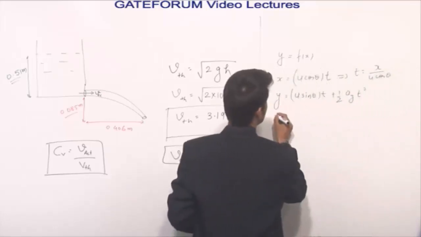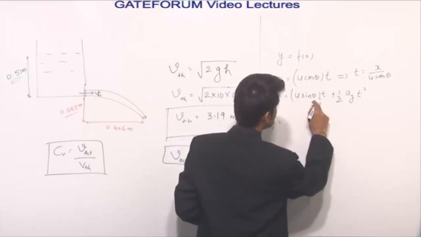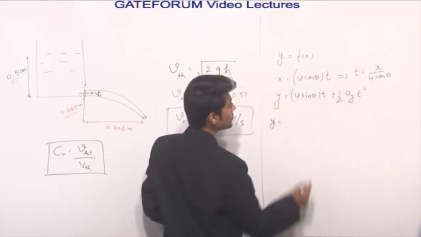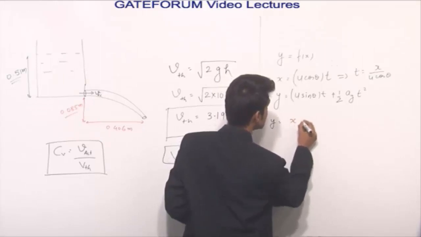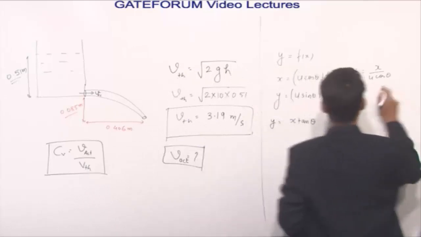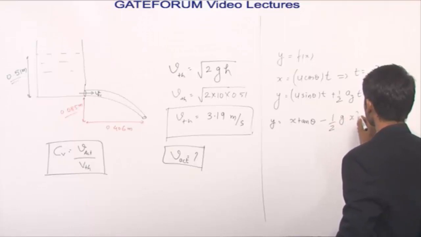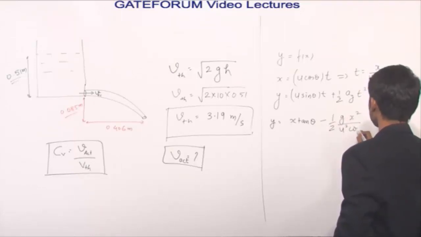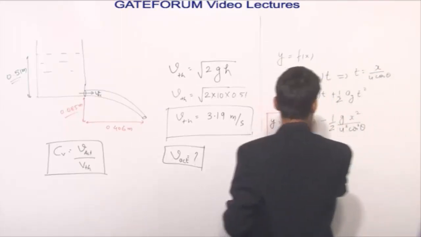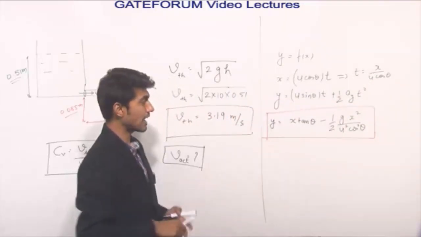From here the value of y will become u sin theta multiply by t. T is what? x upon u cos theta. So I can write it as x into tan theta, because u will get cancelled, sin theta upon cos theta will be tan theta, minus half into g x square upon u square cos square theta. So it is the equation of trajectory for any motion happening in 2D, motion under gravity.